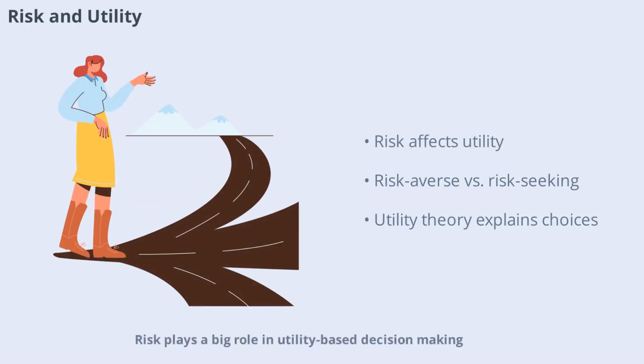Risk plays a big role in utility-based decision-making. Some people are risk-averse. They prefer options with more certain outcomes, even if the potential reward is lower. Others are risk-seeking and willing to take chances for a bigger payoff. Utility theory helps explain these differences by showing how people assign utility to risky outcomes. Understanding your own attitude toward risk can help you make decisions that fit your comfort level and long-term goals.